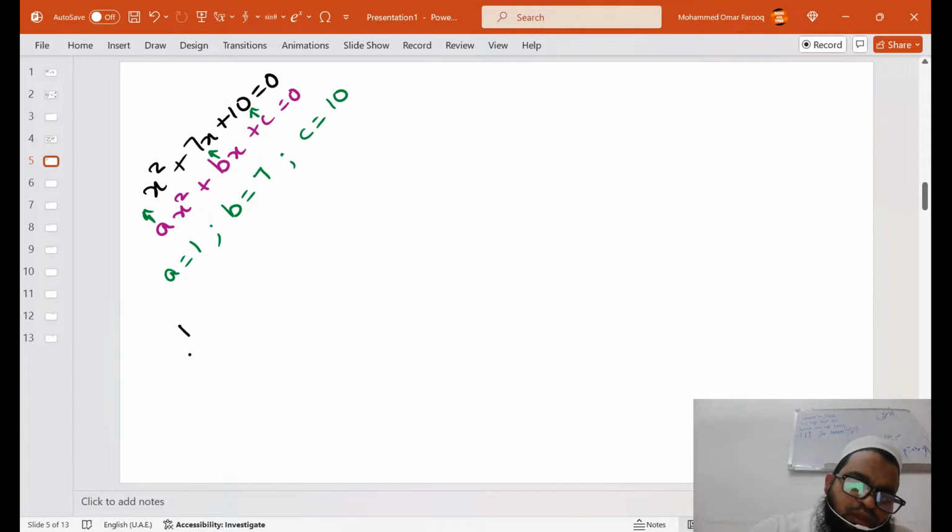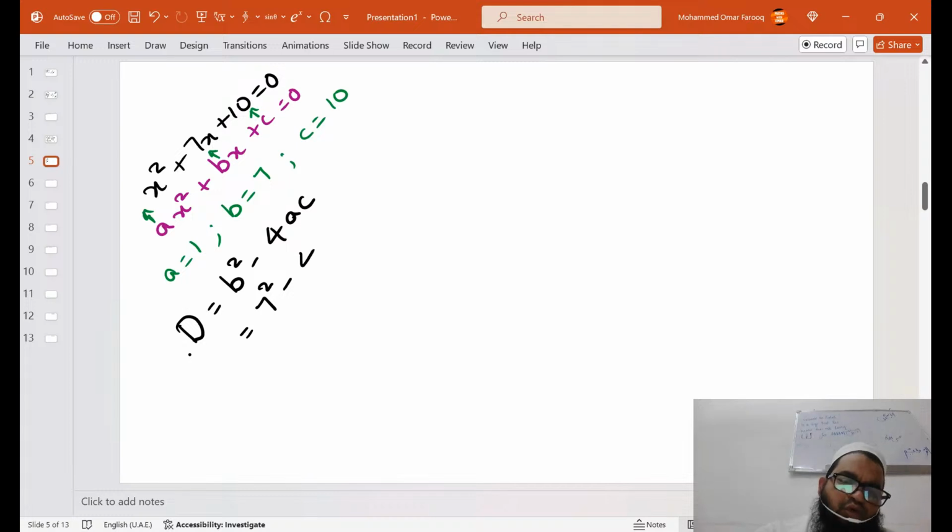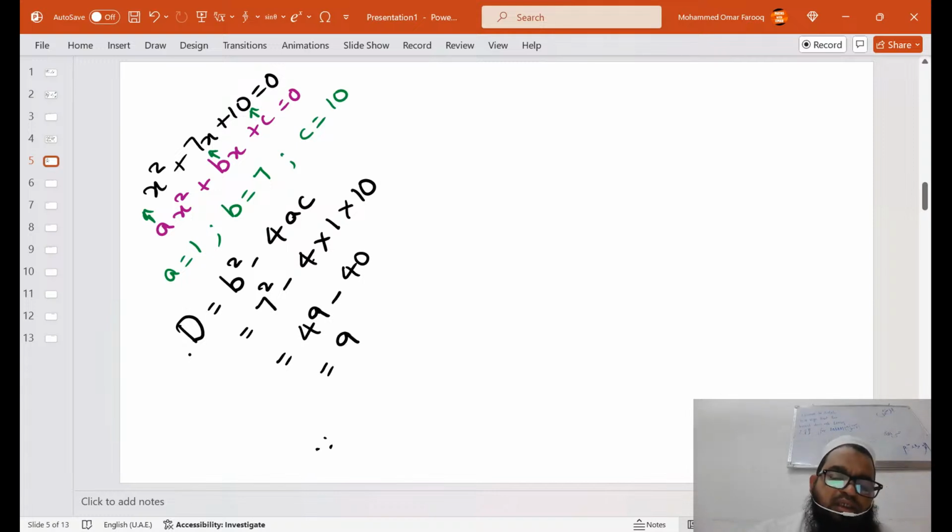Now, discriminant. Discriminant is equal to b square minus 4ac. So that is equal to, what is b? 7 square minus 4 multiplied by 1 multiplied by 10. So now what is 7 square? 49 minus 4 ones are 4, 4 tens are 40. So D is equal to 9. Okay, since discriminant is greater than 0.